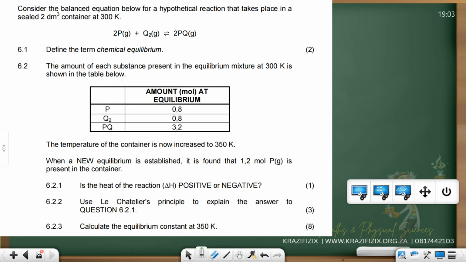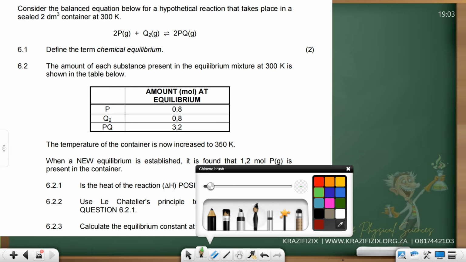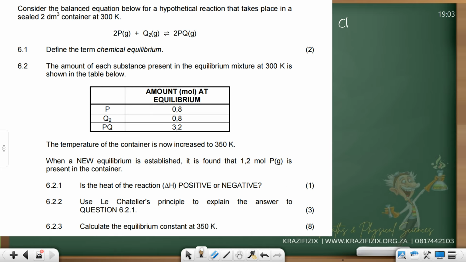Let's remind ourselves. Chemical equilibrium is a state where, one, the rate, please don't say forward, it must be rate, the rate of the forward reaction equals the rate of the reverse reaction.